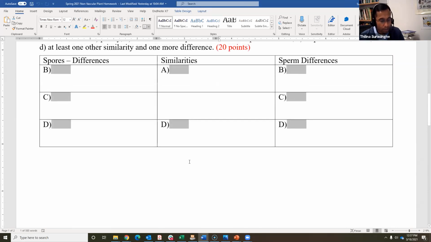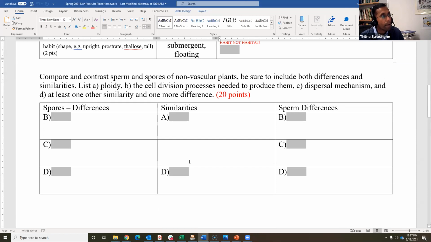Alrighty, moving on to the next part, which is to compare and contrast sperm and spores of non-vascular plants. Be sure to include both differences and similarities lists. Ploidy, meaning whether they are diploid or haploid. The cell division process, what kind of cell division you need to produce that, meaning is it meiosis or mitosis? And then dispersal mechanism, and at least one other similarity and one more difference.